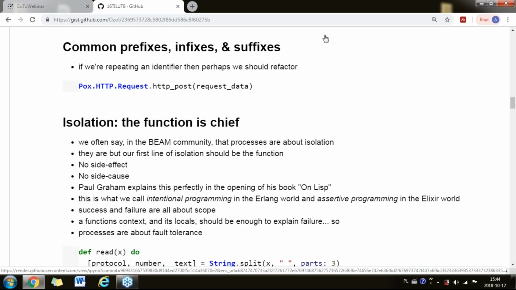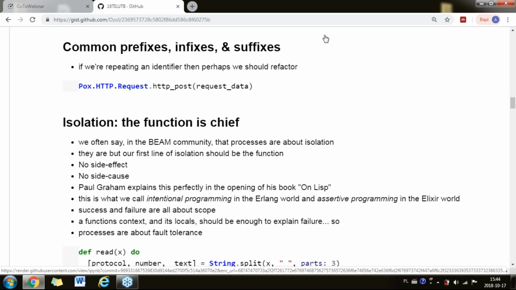So if we take the example here, we know we're dealing with HTTP requests, so it doesn't help, for example, to spell out the HTTP before the post function. And likewise with the parameter there, we already know we're dealing with a request. There's no reason to even call it a request. We might call the parameter data, but what else could it be, right?